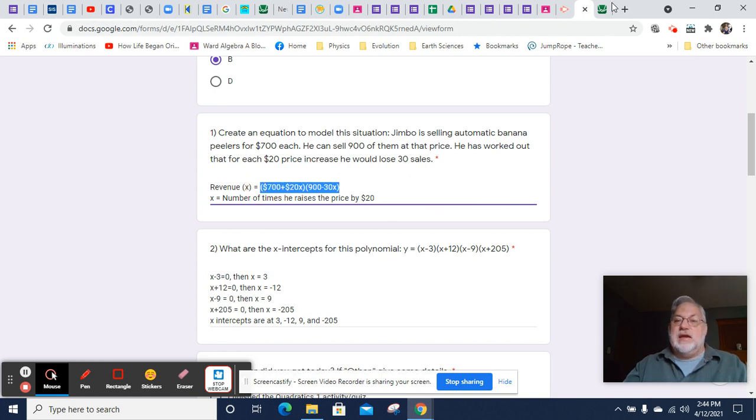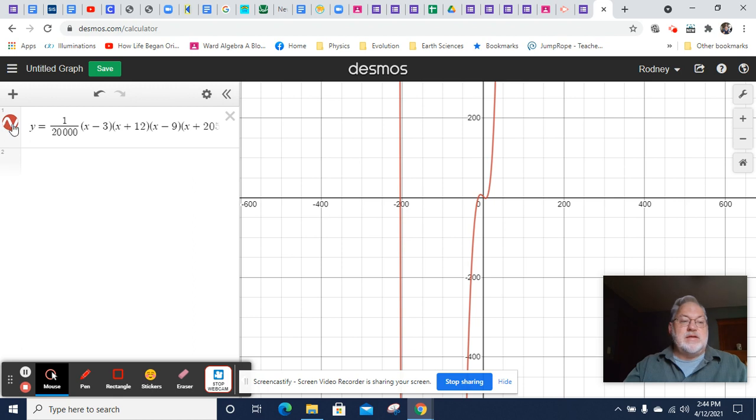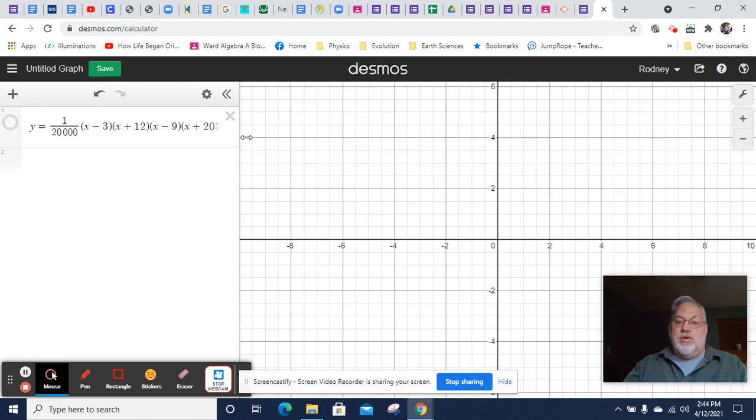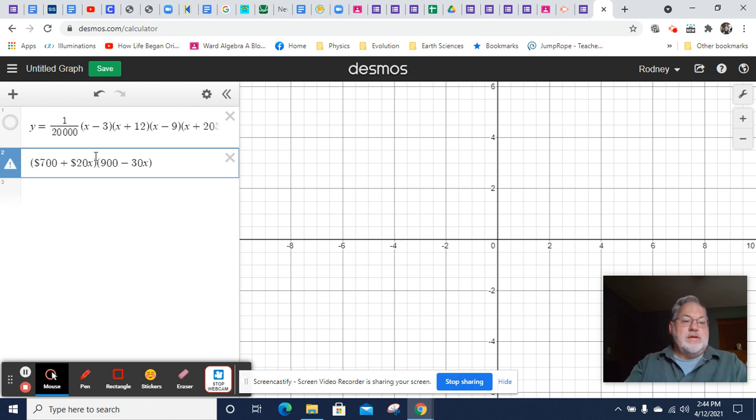I'm going to have to tidy it up just a little bit because of the dollar signs. I'm going to go back to home, put this in here. It doesn't like the dollar signs probably, so I'll get rid of the dollar signs, and I'll say R in terms of X. This is the revenue function, the output of revenue in terms of X price increases, is going to equal $700 plus 20X times 900 sales minus 30 sales for each, and X is for each number of price increases.